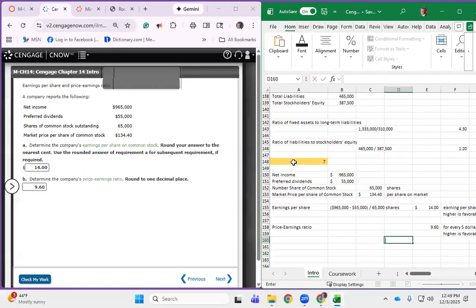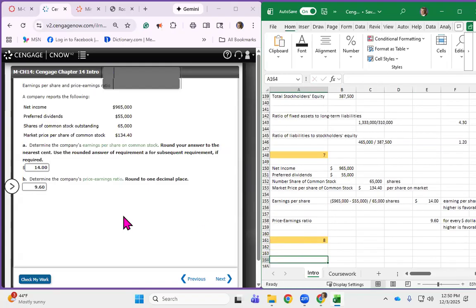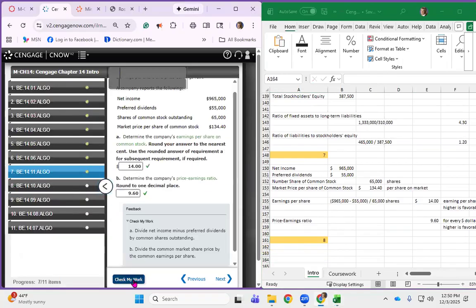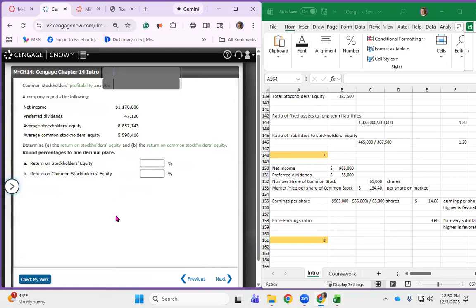Now let's go to 8. We're moving along here. Putting all the numbers in takes a little bit of time, but it's worth it to put it into this spreadsheet, because you can usually find something quickly that you may have messed up on.